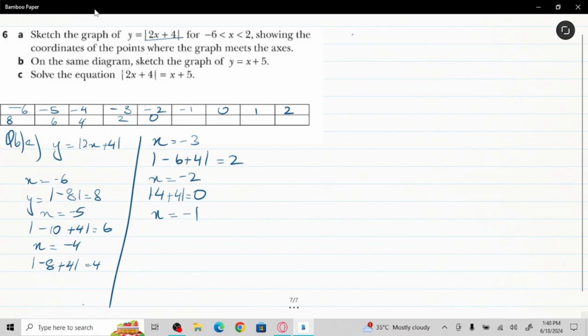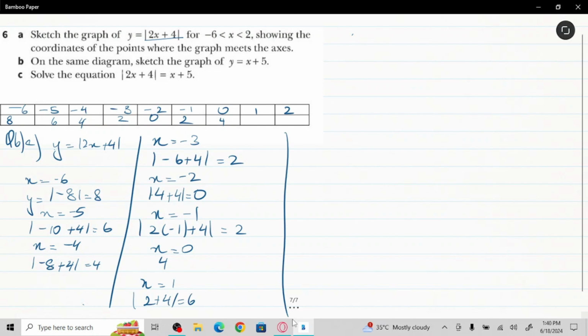x equals -1. I know I'm sounding boring, but it still has to be done. So x equals -1: 2 multiplied by -1 plus 4, so -2 plus 4, we get 2. x equals 0, we get 4 directly. x is equal to 1, we get 2 plus 4 in a modulus, which is equal to 6. x equals 2, we have 2 fours plus 4 in a modulus, which is equal to 8. Okay, at last we have found the set of values, and let's quickly make a graph for these values.